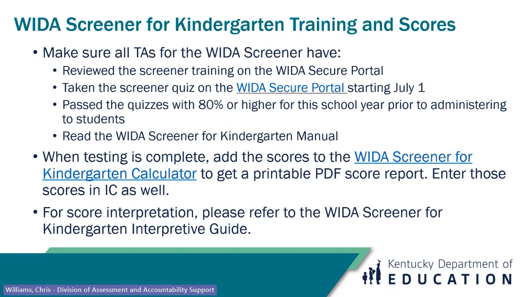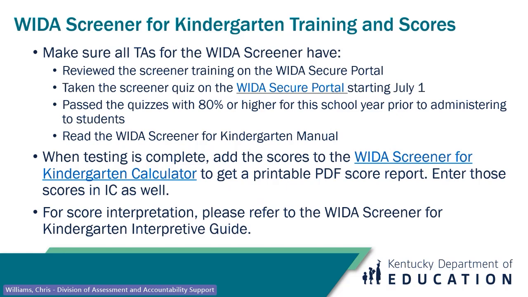Other things, you want to make sure that all of your TAs have reviewed the screener trainings and have passed the quizzes. Those started as of July 1. So that's when your TAs could start taking their trainings. Make sure that they've passed those with 80% accuracy for this school year to administer those, and that you as a DAC have those on file in your district office.